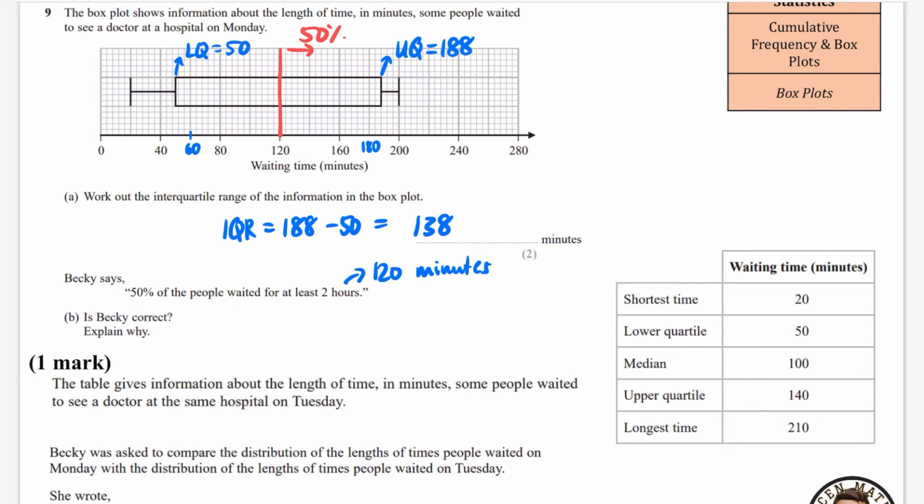Becky says 50% of the people waited for at least 2 hours. Is Becky correct? And we can just say yes, the median is 120 minutes, or 2 hours.